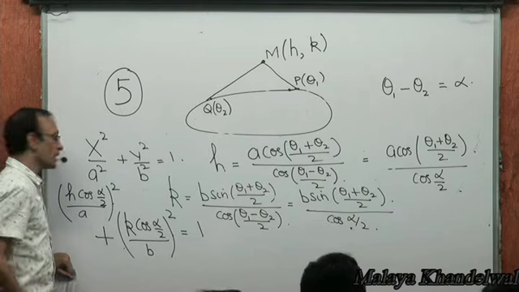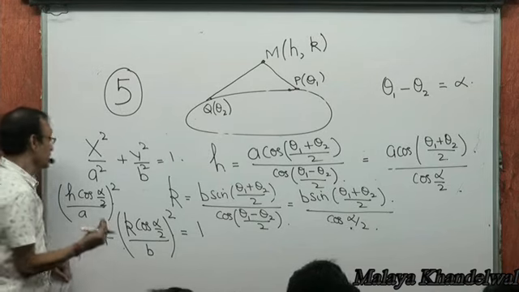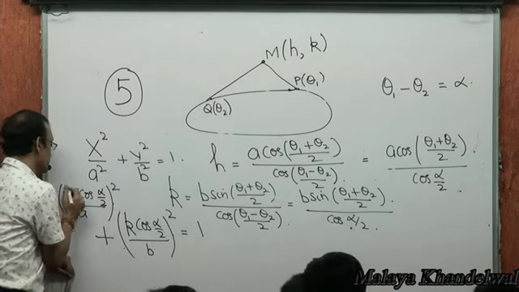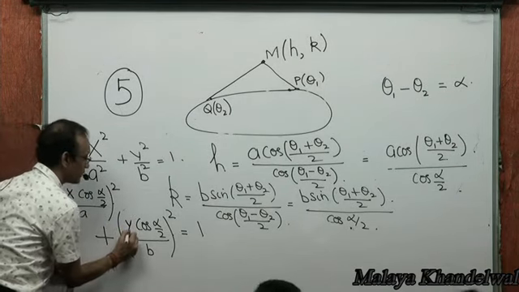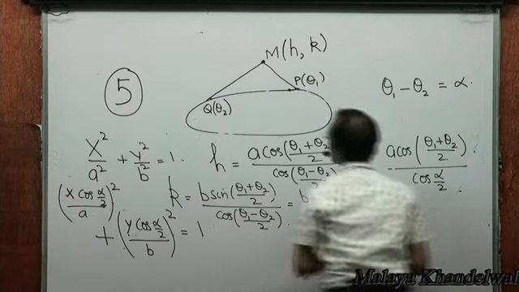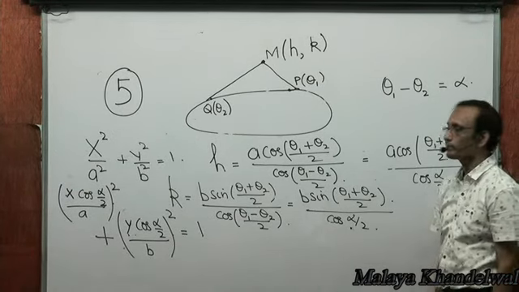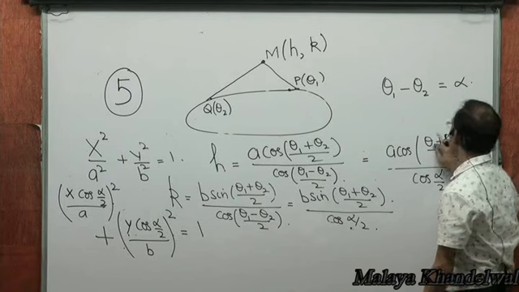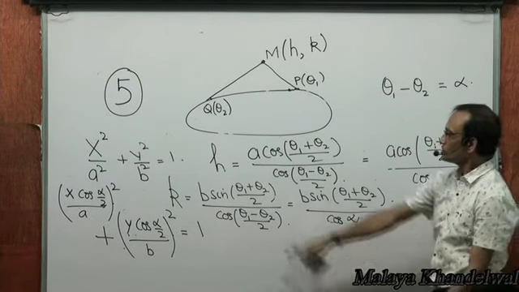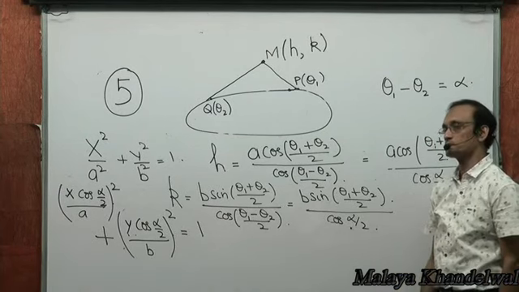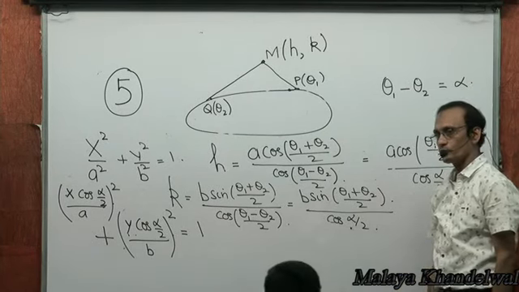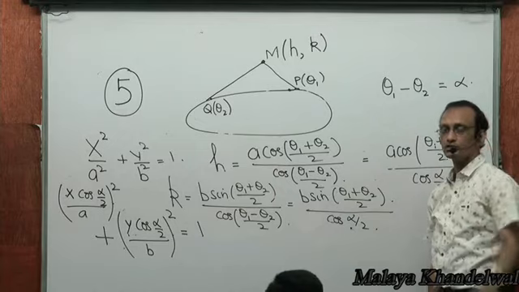Yes or no? And then you generalize, replace h by x and k by y to get the locus of M, eliminating the parameters theta 1 and theta 2. This is the locus of M, the intersection point of the two tangents. Right? No confusion?